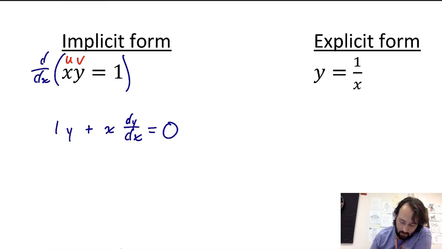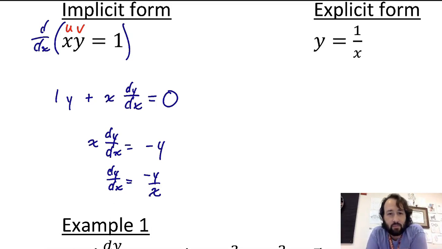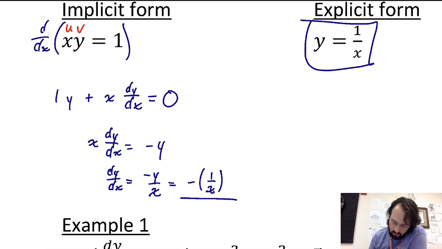Now, if I subtract the y, then x times dy dx equals negative y, and I divide by x, so dy dx equals negative y over x. That is an implicit derivative, where it's in terms of y and in terms of x. I can make this all be in terms of x if I want to. I can take the fact that y equals 1 over x and substitute it back in, so negative 1 over x divided by x comes out as negative 1 over x squared.